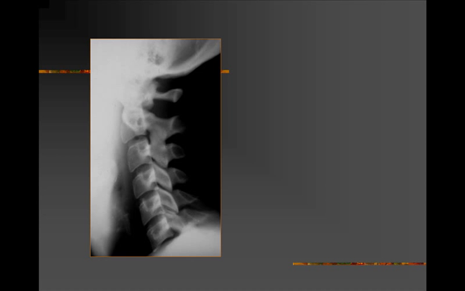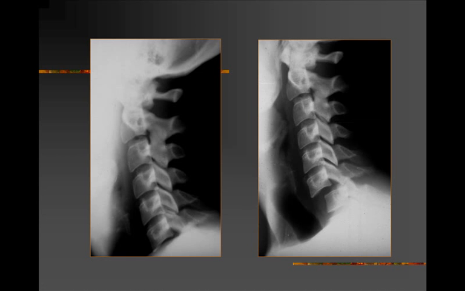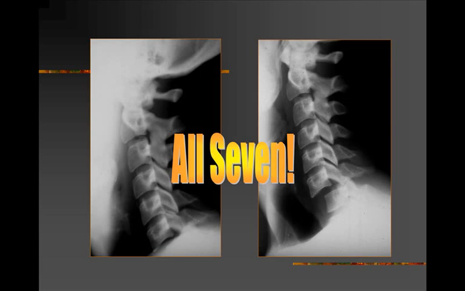In the X-ray seen here, it is difficult to make any comment on the cervical vertebra because only 6 are visible. The first one, second, third, fourth, fifth, and sixth. In fact, this patient had a second X-ray that showed all 7 vertebrae, and a diagnosis of a C6 over C7 subluxation was made, which is a major injury. Remember, all 7 need to be visualized.